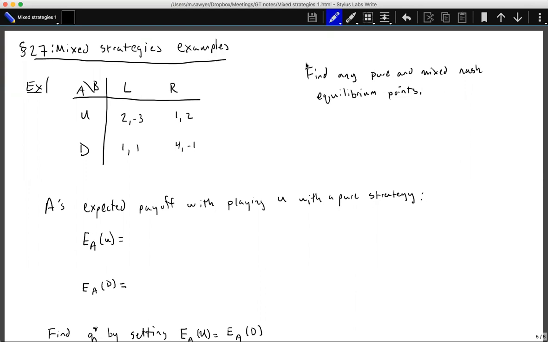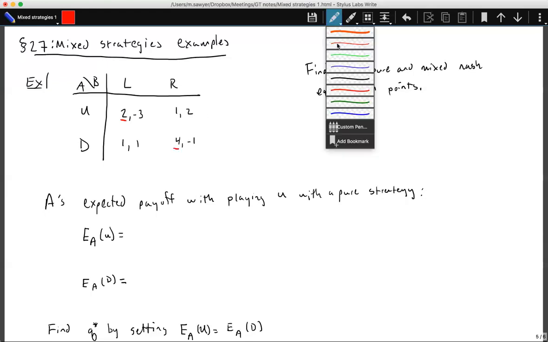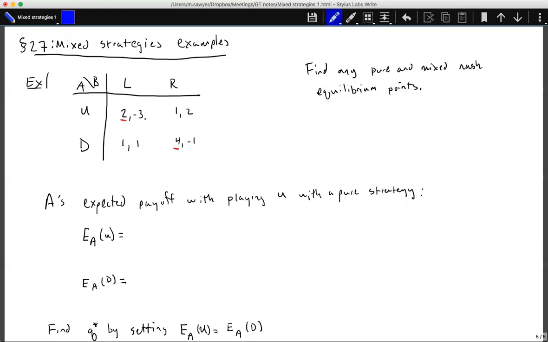So suppose we have the matrix as shown on the left. The first thing we want to do is look for pure Nash equilibrium points. If B plays left, A's best response would be to play up. If B plays right, A's best response would be to play down. If A plays up, B's best response is to play right. And if A plays down, B's best response is to play left. So we have no pure Nash equilibrium points.